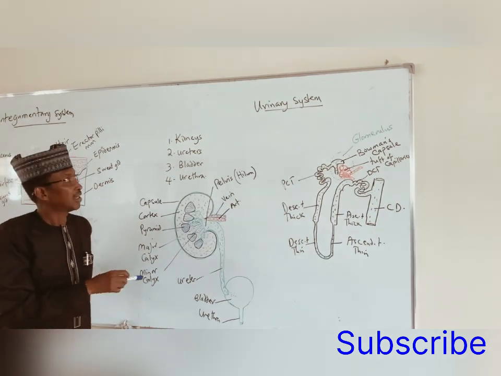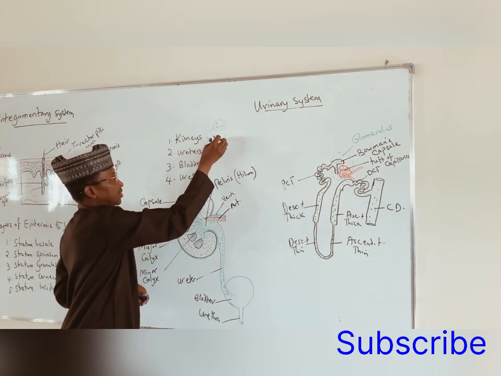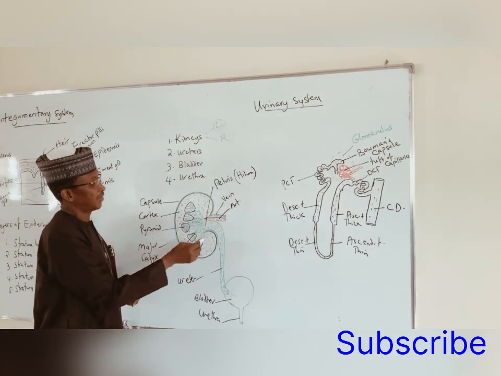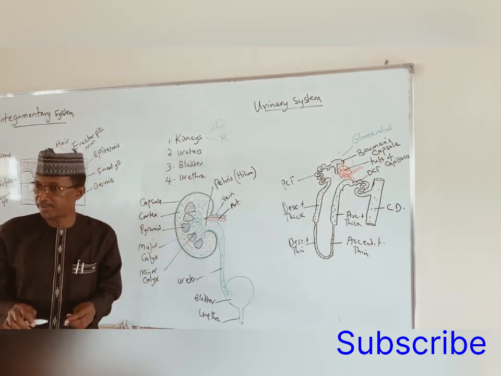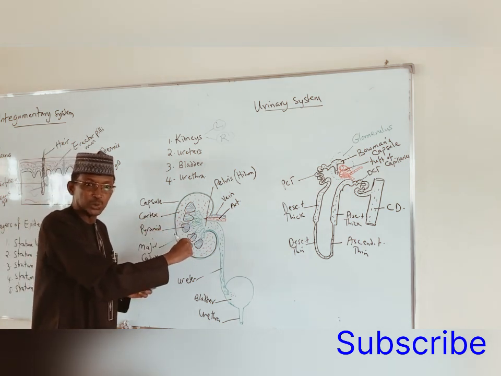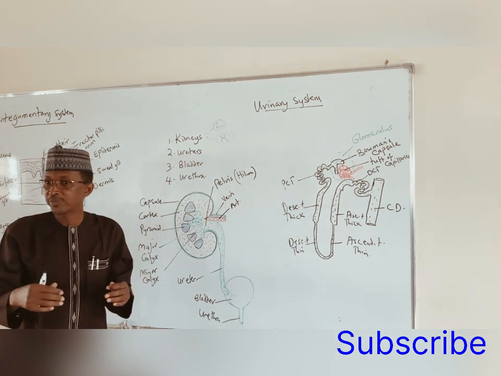We have kidneys, the left and the right kidney. So we have the left kidney, we have the right kidney. And then we also have ureters. And the ureters are nothing but pipes, the pipes that collect the urine formed by the kidney. It is the two kidneys that form the urine.